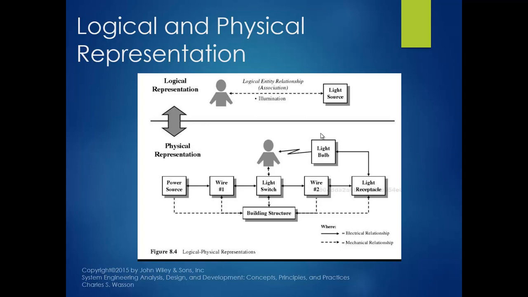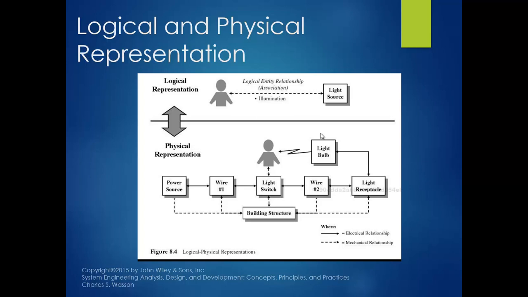So going to the physical representation, now we know that there is a light switch, but there are wires that connect the different parts of the physical system, which will take me to the light bulb, and the light bulb will illuminate on the human. So now we have the power source, the wires, the light switch, the building structure, all that within the building structure, and we have the receptacle and the light bulb where it illuminates. And those are the physical parts, or can be considered the physical representation.